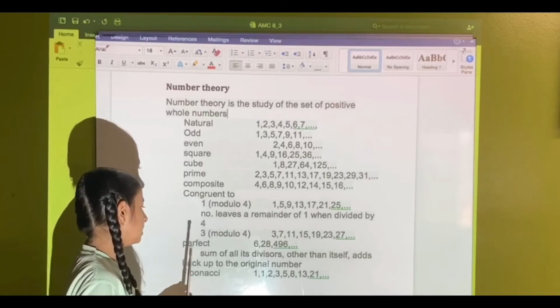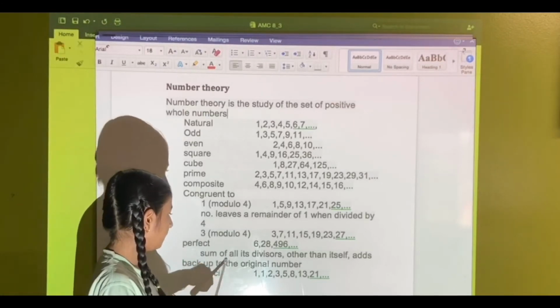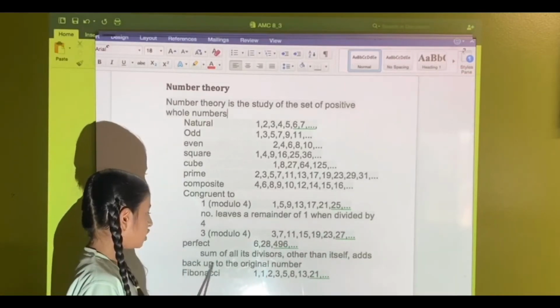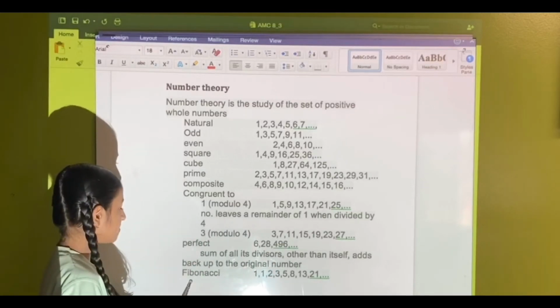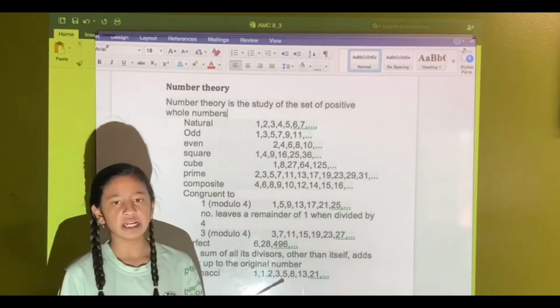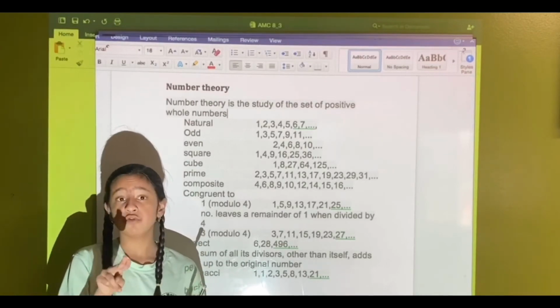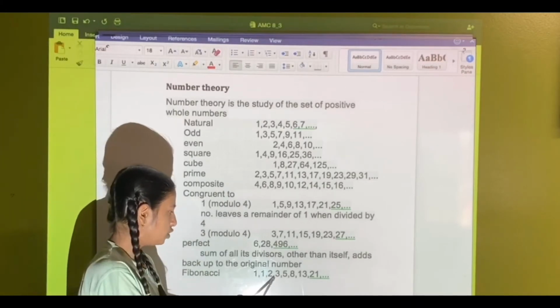Perfect numbers. Perfect numbers are numbers where the sum of all its divisors, other than itself, adds back up to the original number. These are certain examples. Fibonacci. Fibonacci numbers are a series where if you take a number, the sum of the two numbers before it makes that number. 1 plus 1 makes 2. 2 plus 3 makes 5.